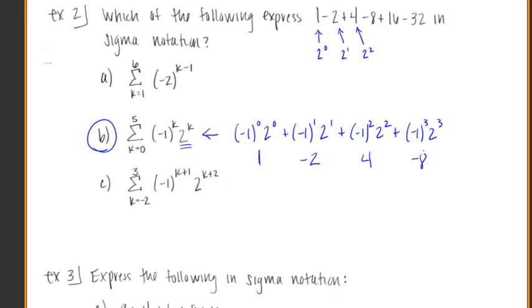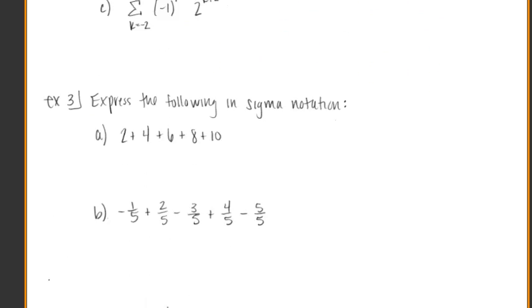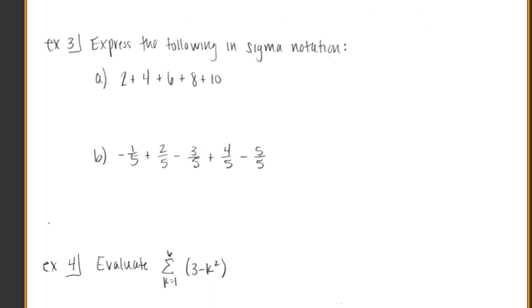And if nothing else, if y'all want practice, go ahead and practice doing A and C just to get your feet wet, and then hopefully you'll see that B's the right answer. All right, example 3. We want to express the following in sigma notation. All right, again, it looks like 2 plus 4 plus 6 plus 8 plus 10. Okay, so we're not exactly powers of 2, are we? Because 6 and 10 are not powers of 2.